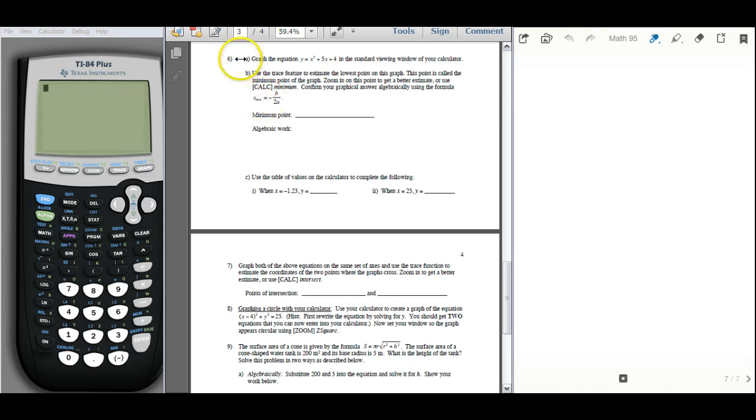We're going to start with number 6 because we had a little bit of a glitch last time. We had a frozen screen in our last video. So let's continue with number 6. In number 6 it asks us to graph the equation y equals x squared plus 5x plus 4 in the calculator. So let's go ahead and turn on our calculators.